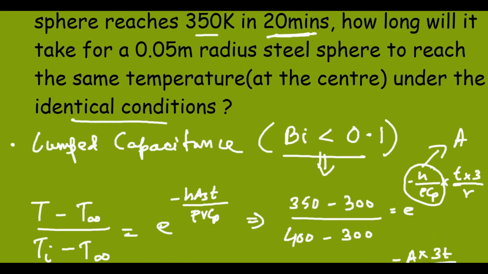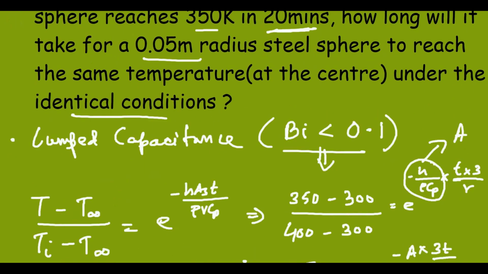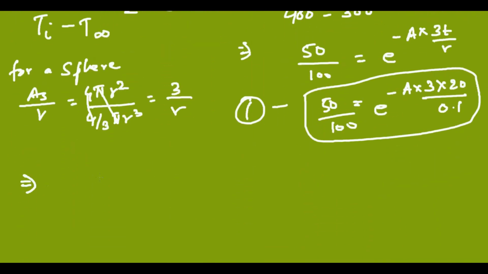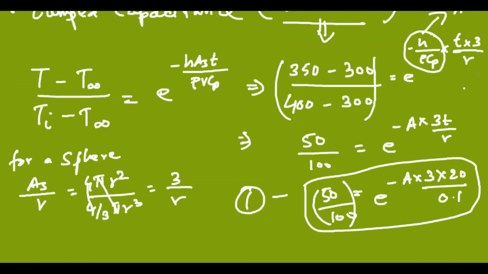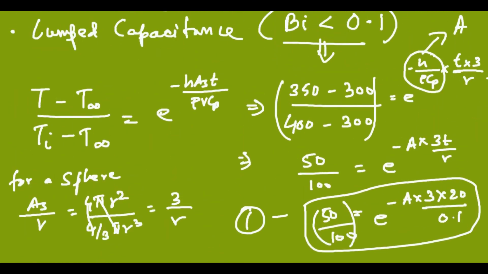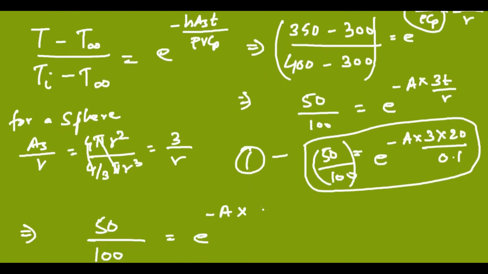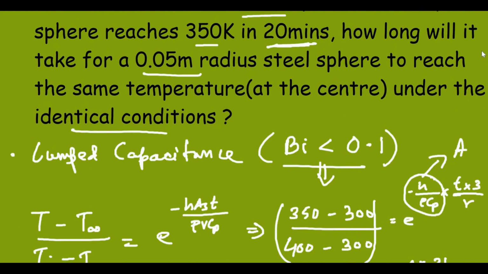Now what they have said is, under identical conditions, how long will it take for a 0.05 meter steel sphere to reach the same temperature? So they have just reduced the radius. Everything on this side will be the same, the temperatures will be the same. So I will directly write 50 by 100 for the next case. This will be equal to e power minus A. A will be the same because this h by rho Cp will not change for the second case. What will change is this t and r. The time required and the radius will change. The time required I don't know, this will be 3t, and the radius this time is 0.05.